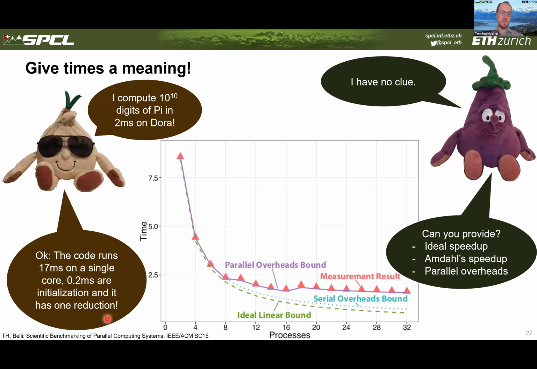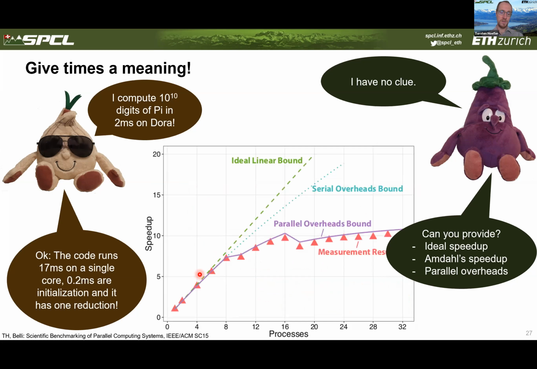So if we now take this apart, we could look at the time. These measurement results are here, the red triangles, what we're actually measuring. The green is the ideal linear bound. So if you just scale the code from 17 milliseconds on a single core to, I don't know, 17 divided by 32 milliseconds on 32 cores. Then if we consider Amdahl's law, we can draw the serial overheads bound. And actually, if we consider the time of the reduction that it costs, we get to this parallel overheads bound. And we can now see that the code is actually performing quite close to these bounds.